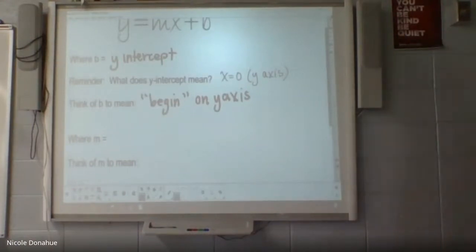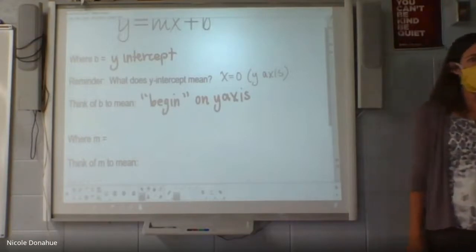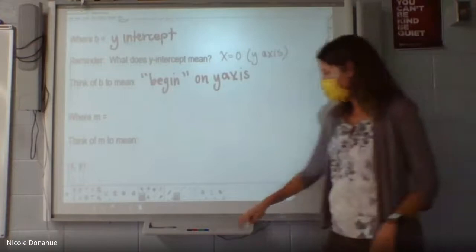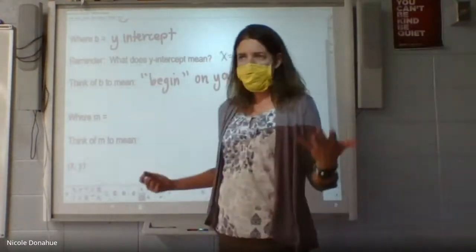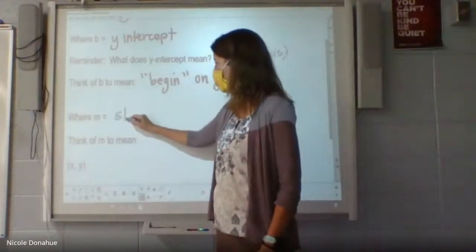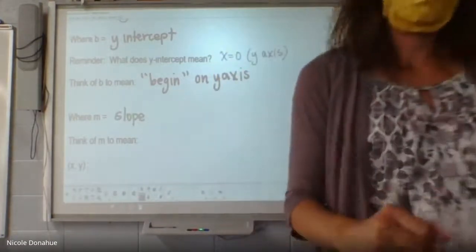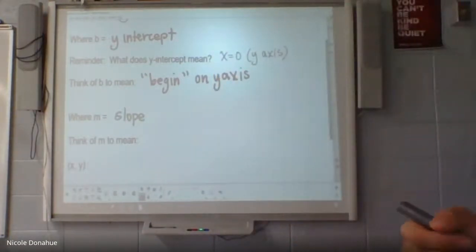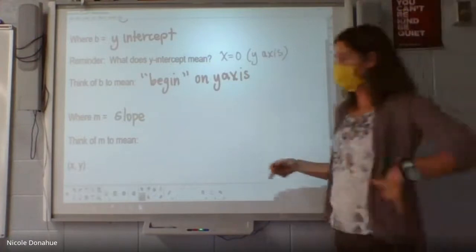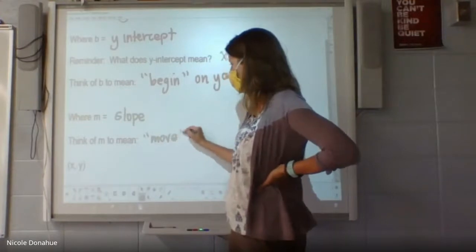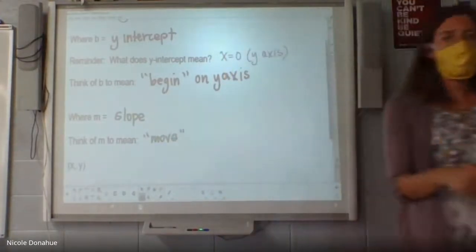Okay. So, do you guys remember what M stands for, or what M means? Slope. So M is our slope, but why M? I wasn't there when they came up with this. Think of M to mean how I move. And I'm going to move using rise over run.